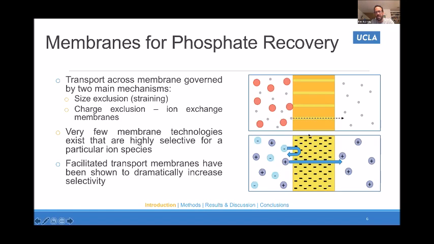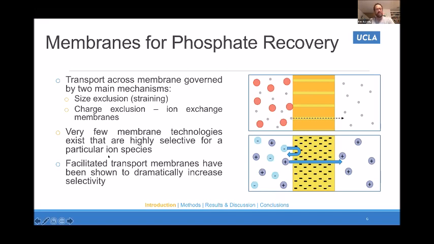In ion exchange membranes, you have fixed charges in the polymeric material, and these fixed charges will repel co-ions very effectively and facilitate the transport of counter ions through the membrane. So in this case, if the membrane is negatively charged, it's a cation exchange membrane, and it will allow positive ions across the membrane very effectively.